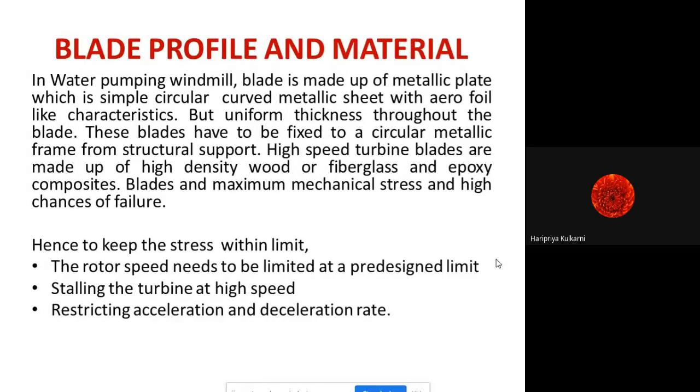And we are stalling the turbine at a high speed so that the blades should not break and the system should not collapse. So in case of stormy conditions where wind speed is very high, we are purposely locking the blades so that they will not respond to the incoming wind.